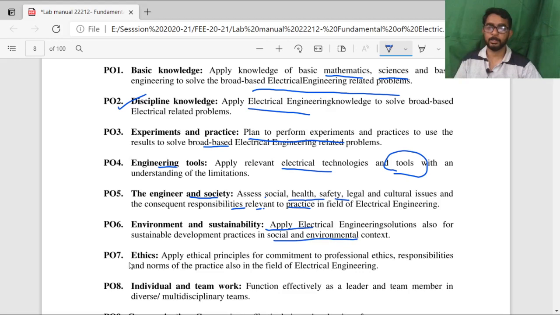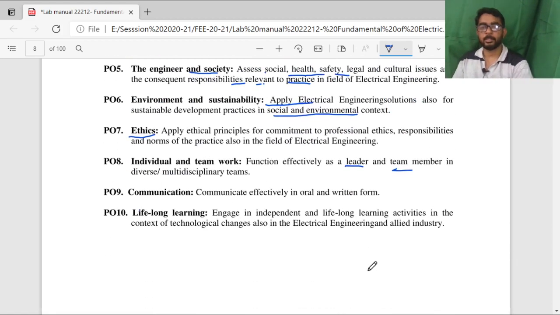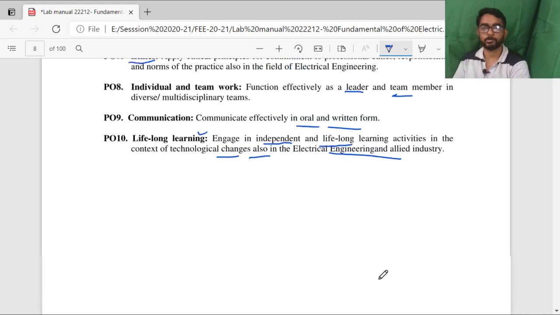Ethics: he will apply ethical principles also. Individual and teamwork: he will work as a team leader and as a team member while performing the practicals. Communication: he will also communicate effectively in oral and written form. And lifelong learning: engage in independent and lifelong learning activities in the context of technologies in electrical engineering aligned industries.